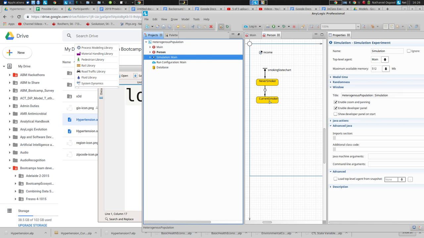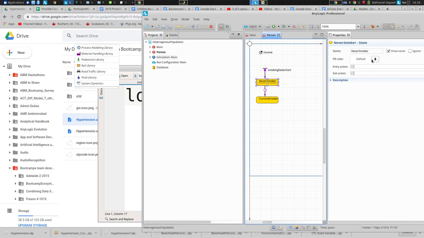Okay, so here we go. We're going to go to Never Smoker, and we're going to make this color lime green. Lime is the color. And for current smokers, we will make them red. Red, ladies and gentlemen. Okay?